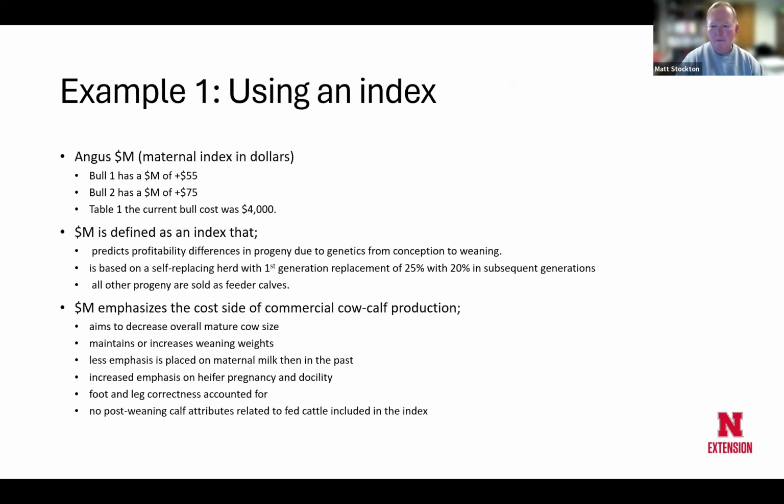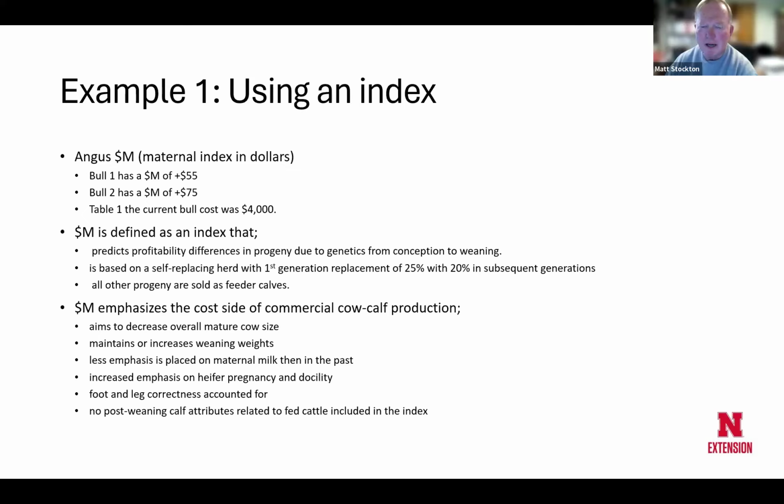Do you want to? Sure. So we use a maternal index, which if you're a cow-calf guy, this means you're replacing cows back. Now in that $M index, that's an Angus Association index. You can use any index from any breed. But basically what I'm going to say is Bull 1 had a 55, Bull 2 had a 75.